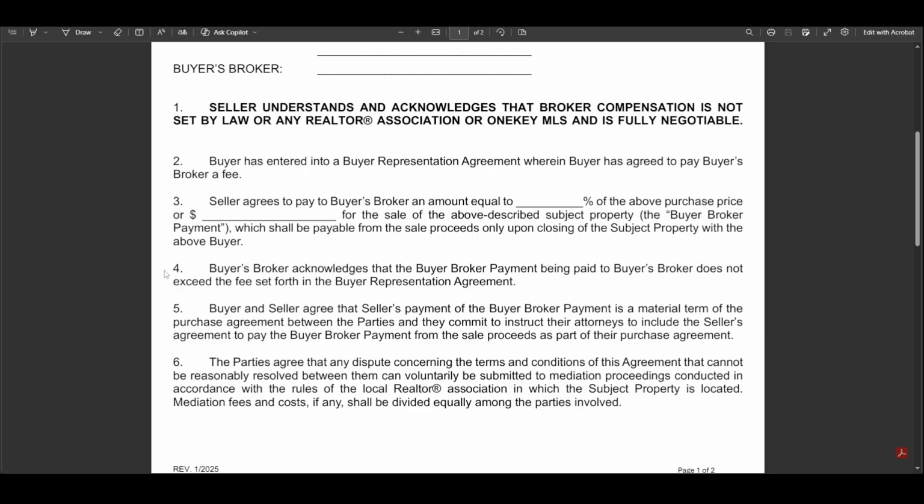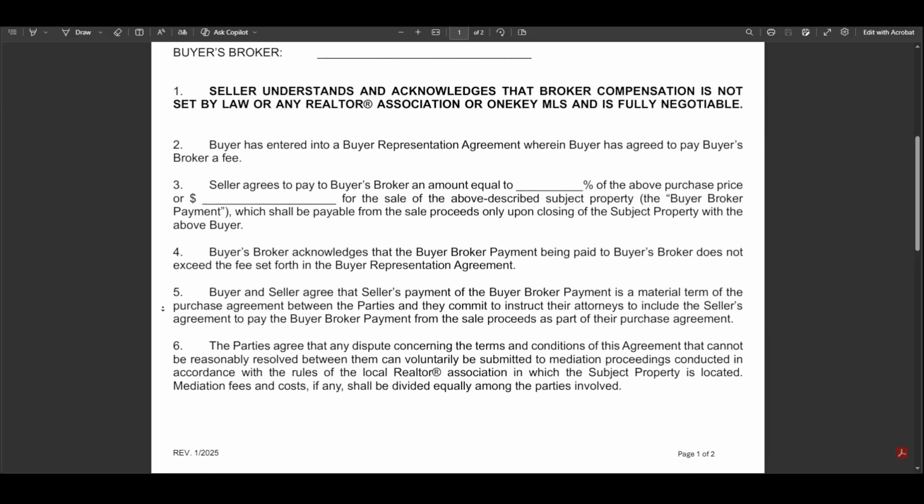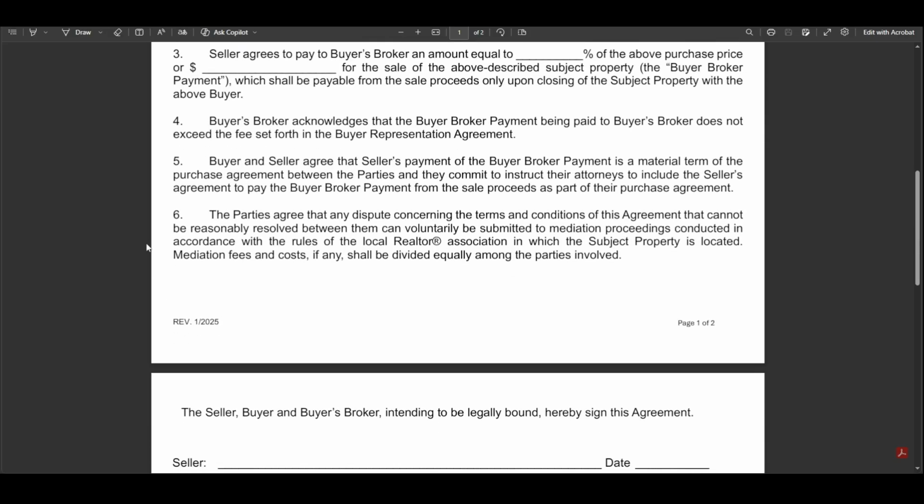Number four, buyer's broker acknowledges that the buyer broker payment being paid to the buyer's broker does not exceed the fee set forth in the buyer representation agreement. Moving forward, number five, buyer and seller agree that seller's payment of the buyer's broker payment is a material term of the purchase agreement between the parties. Number six, the parties agree that any dispute concerning the terms and conditions of this agreement that cannot be reasonably resolved between them can voluntarily be submitted to mediation proceedings.